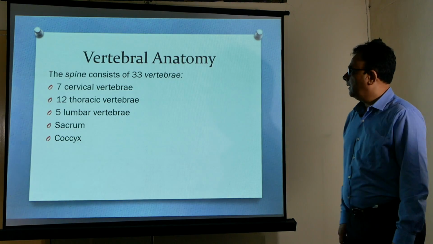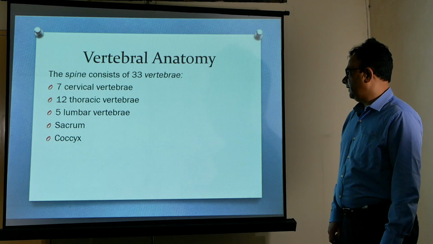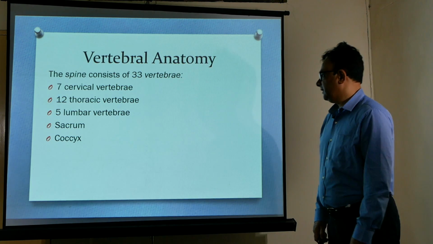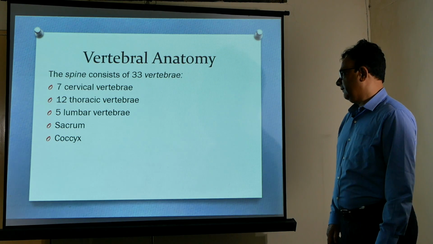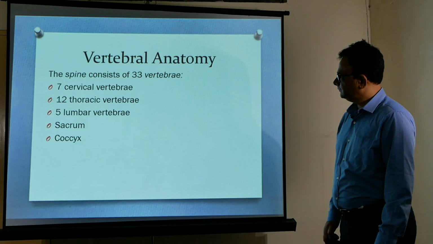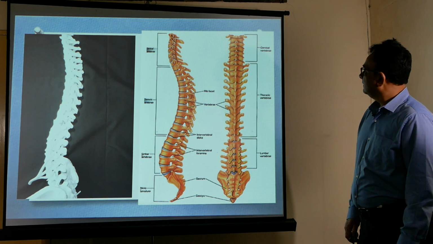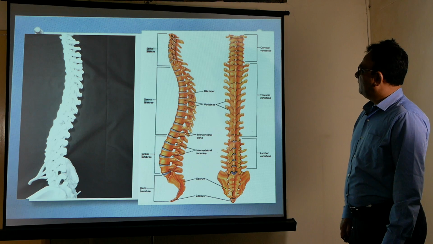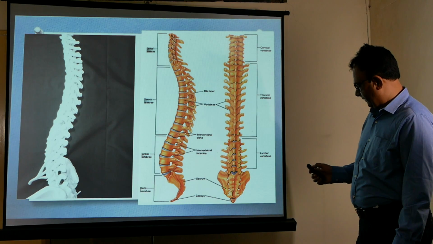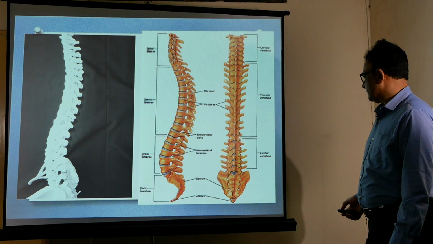Now come to the vertebral anatomy. The spine consists of 33 vertebrae, and in these 33 vertebrae, 7 cervical vertebrae are there, 12 thoracic vertebrae and 5 lumbar vertebrae, and then sacrum, and then comes coccyx. This is a picture of the vertebrae. Upper one is cervical vertebrae, middle one is thoracic vertebrae, and these are lumbar vertebrae. Below these, sacrum and coccyx.